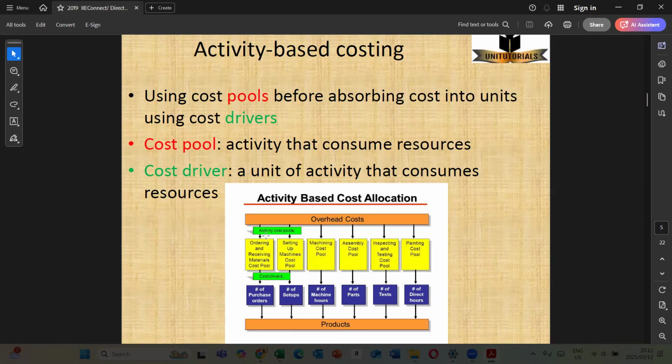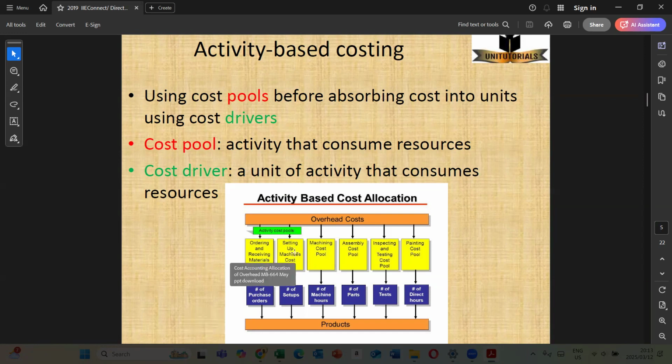So we have different activity cost pools. For example, ordering and receiving of material. What can drive the ordering and receiving of material? If we have indirect cost associated with ordering and receiving of material, how are we going to allocate these costs to different products? We can allocate based on the number of purchase orders each product or each division went through. That's how we can allocate the cost.